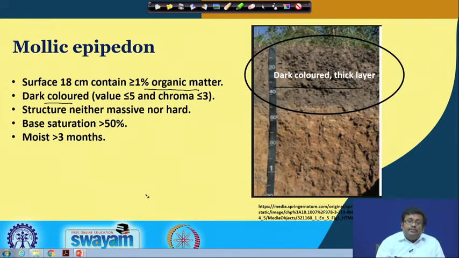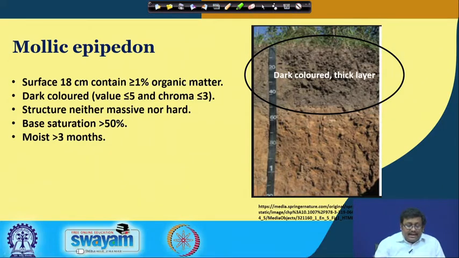The other way to represent percent base saturation is the percentage of basic cations among all the cations which are present in the soil. So, when the percent base saturation goes beyond 50, that is an important feature of mollic epipedon, and these mollic epipedons remain moist for more than 3 months of a year. So, this is an example of a mollic epipedon.